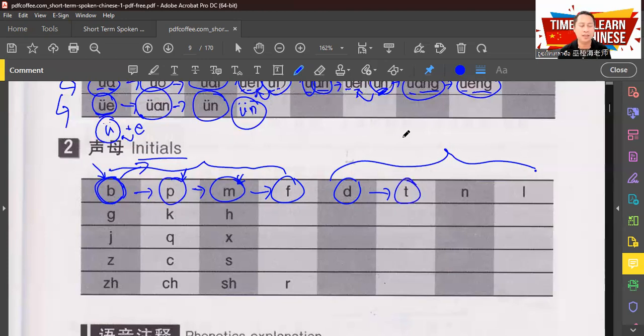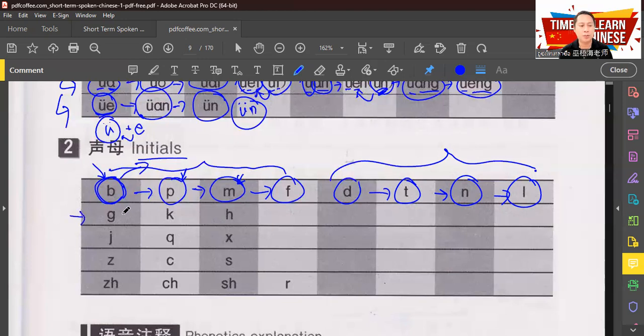For the next one, T is quite easy. T is t. Next one, N is n. In Chinese is n. And the last one for this test is L. L is l. Not too difficult, right?